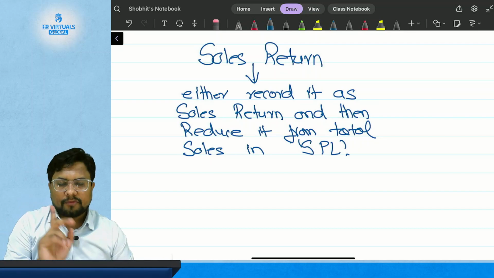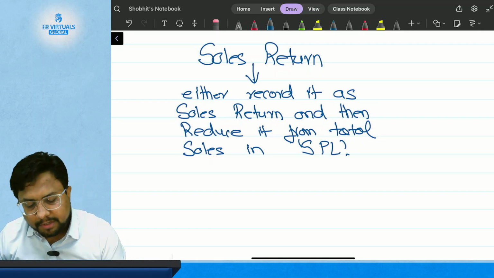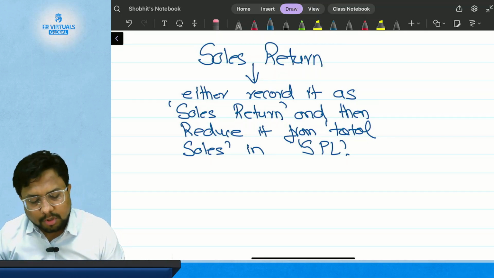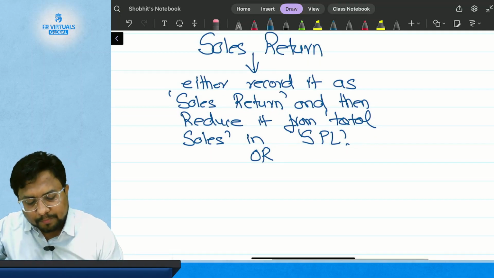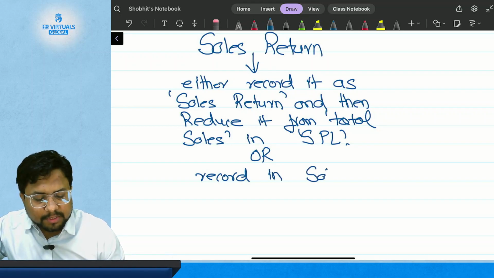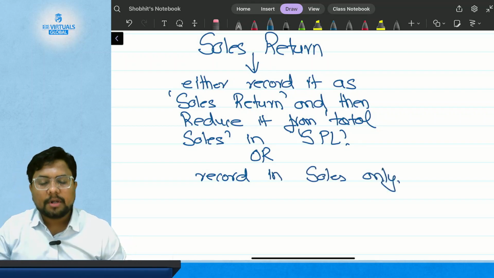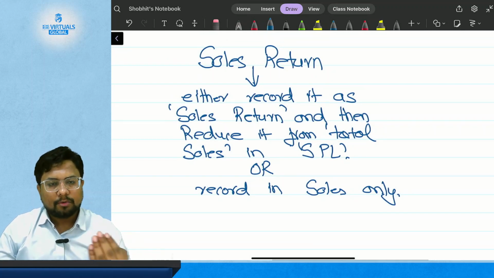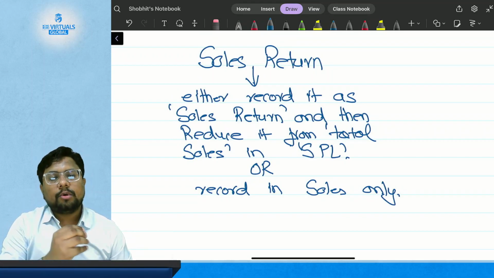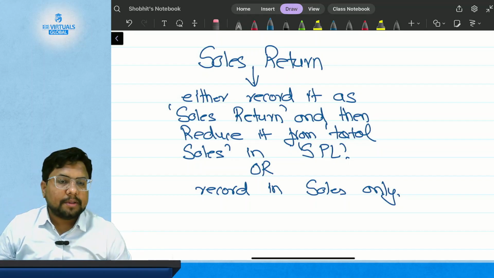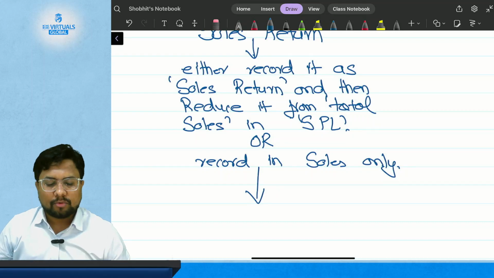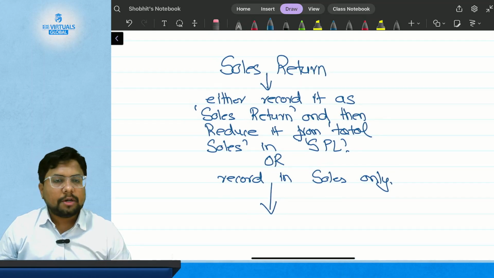so the first choice of treatment is to record it as sales return and then reduce it from total sales in the statement of profit or loss. The other choice is to record it in sales only. Sales return is the opposite: if sale is a credit, sale return is a debit. Or if you don't record it as sales return, you will debit the sales. It will have the same impact. These are the treatments we discussed in chapter 4, and I have just made you revise them.